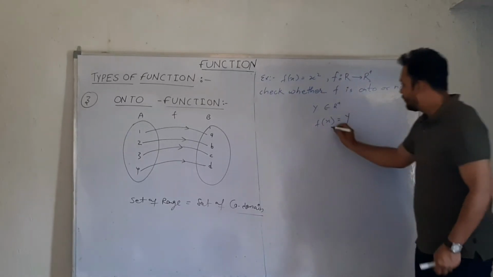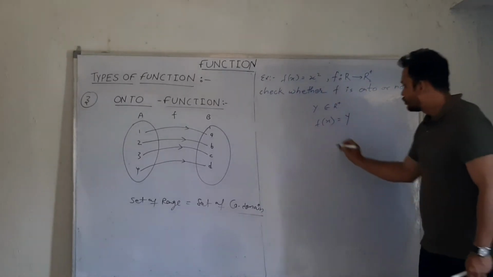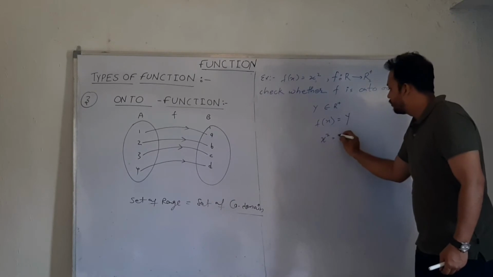Then f of x here is x square. So x square is equal to y.